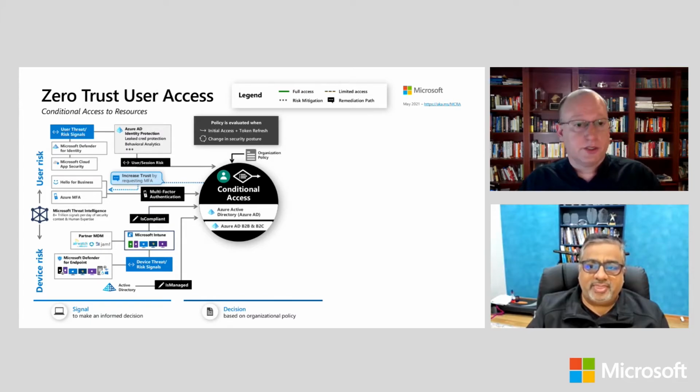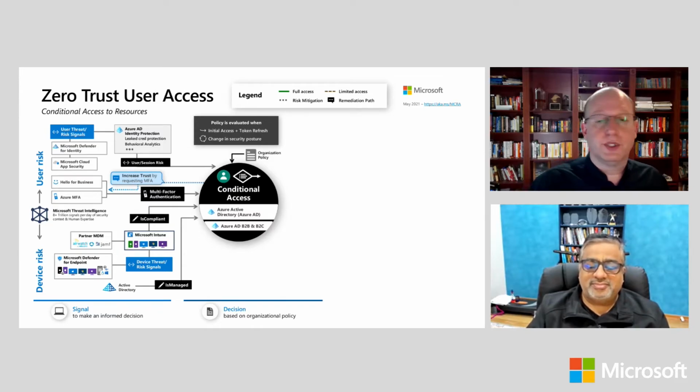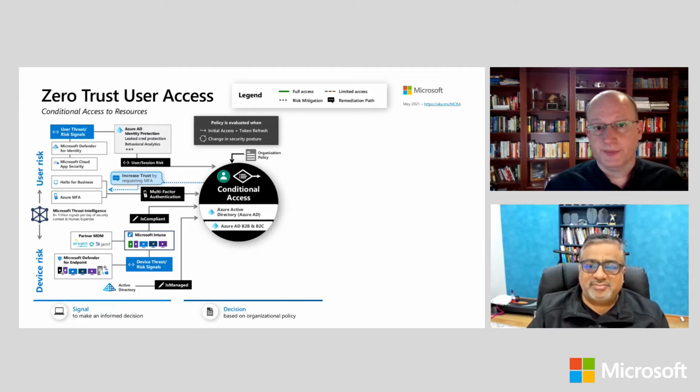Now, network still has its place. There are a lot of great places for network. But if I have a chance, I'm always going to pick identity controls over network because of this rich interaction and the rich context you get.